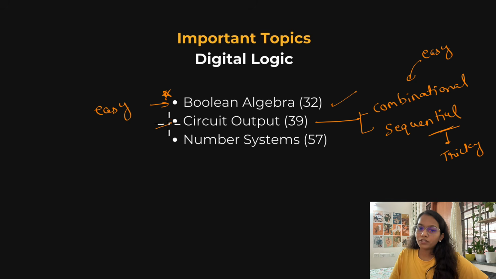So these were some questions that came from this circuit output. So it carries a lot of weightage. You can see 39 questions came in the previous years. So the next we have is number systems.